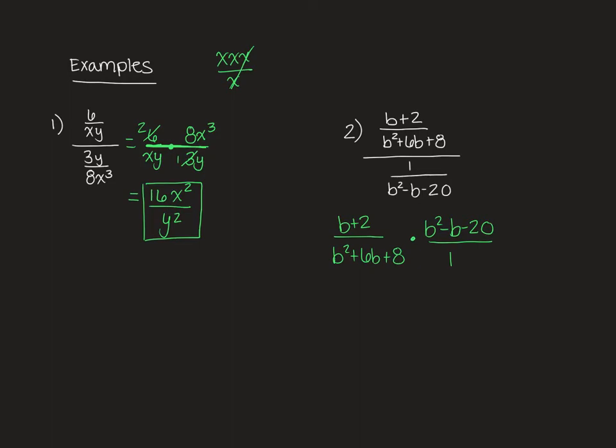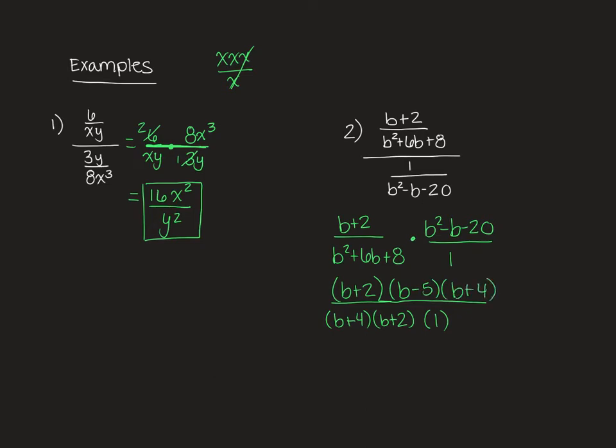Now, at this point, it might be good to factor. So b plus 2 does not factor. B squared plus 6b plus 8, so two numbers that will multiply to 8, but add to 6 is going to be b plus 4 and b plus 2. Now I'm just going to go ahead and make this one big fraction. So I have the 1 in the denominator there. B squared minus b minus 20, so two numbers that multiply to negative 20, but add to negative 1. So I'm going to be looking for negative 5 and a positive 4.